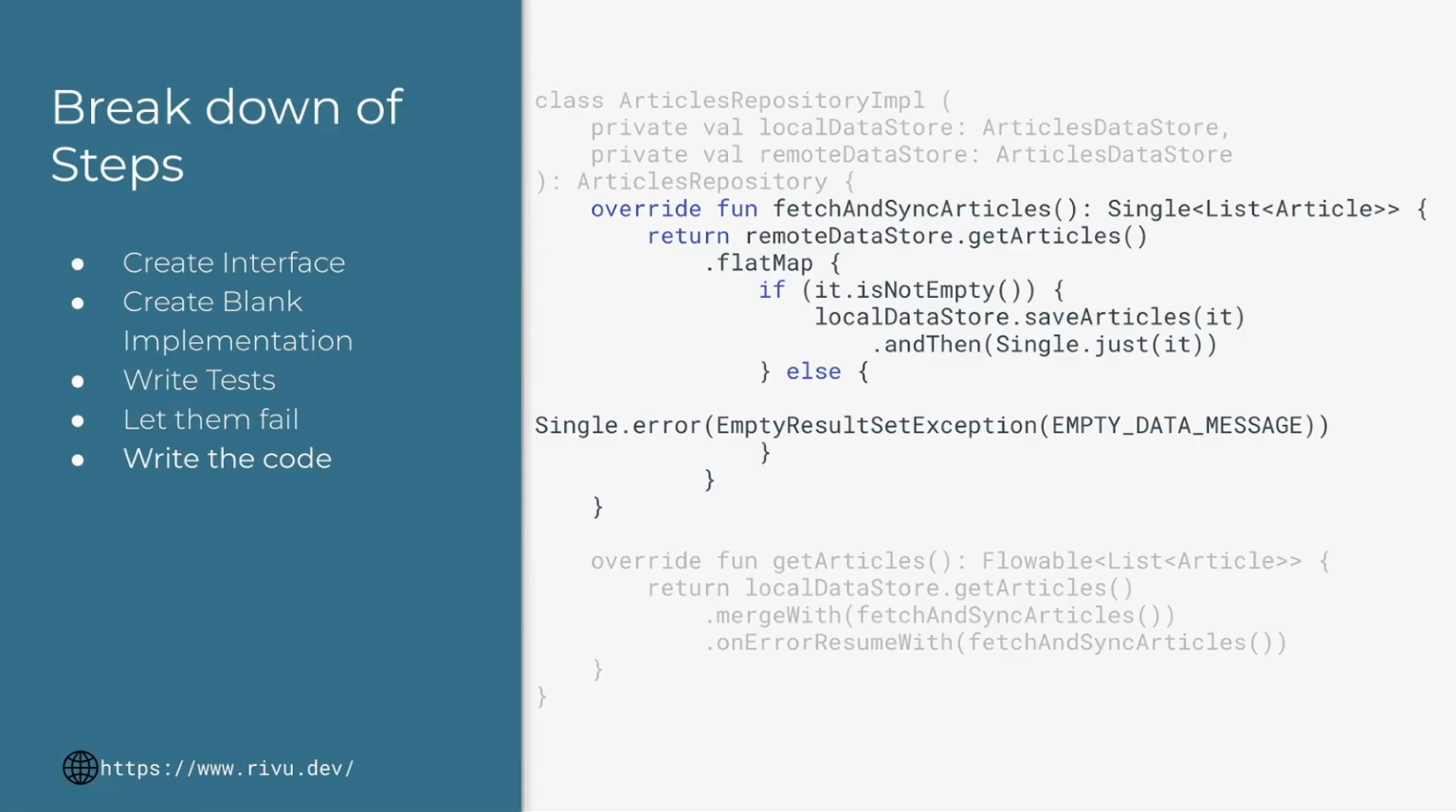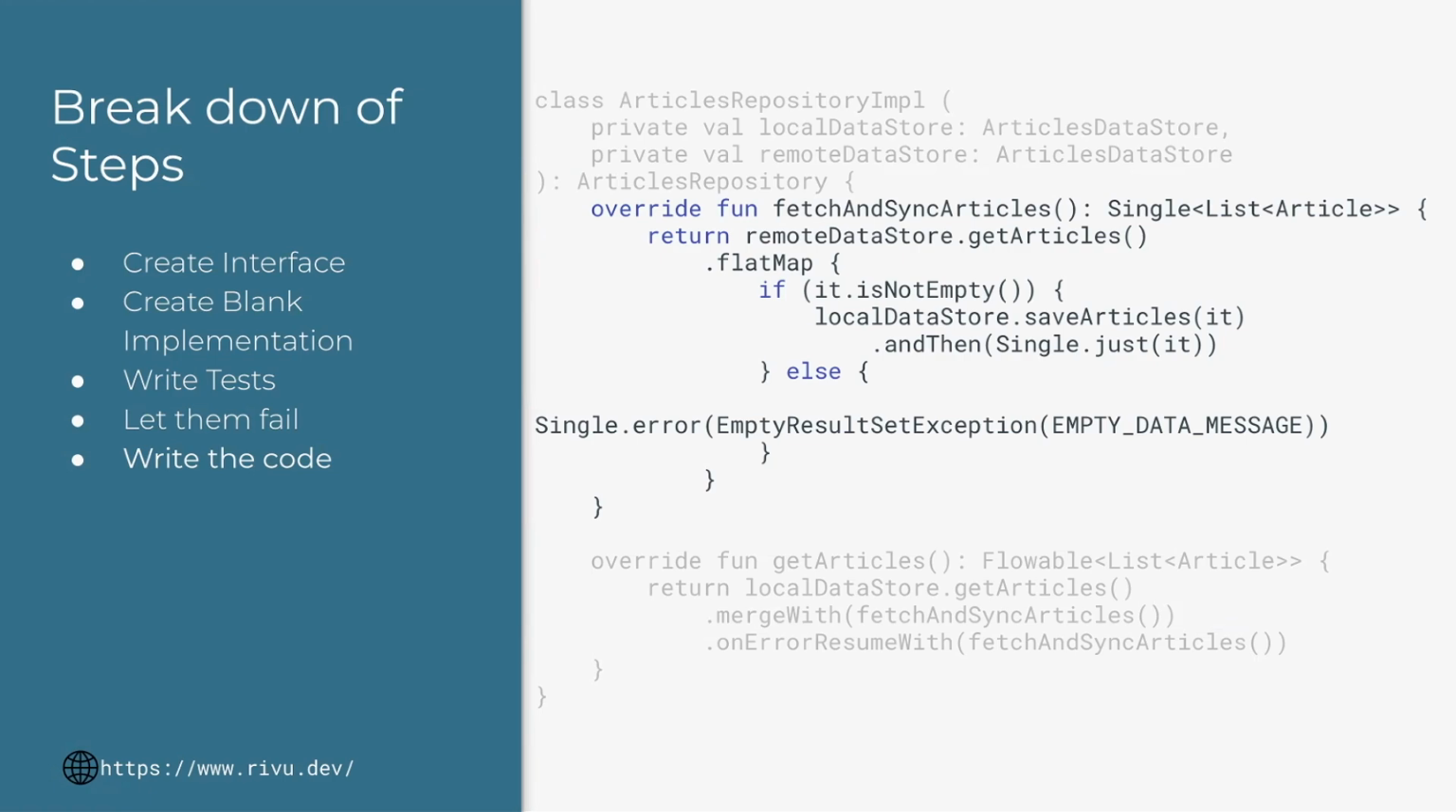Basically, we are calling fetchAndSyncArticles. We are calling remoteDataStore.getArticles. The data store has only two methods that I mentioned: getArticles and saveArticles. Here it first gets the data from the remote data store, and in flatMap it saves the data in the local data store, and then it returns the same data. If the remote data store is empty, it emits an error, EmptyResultSetException. That's all.